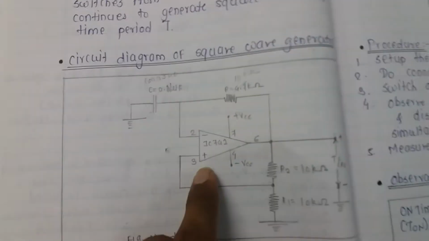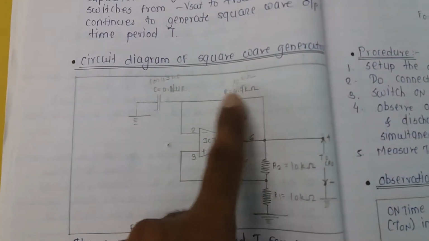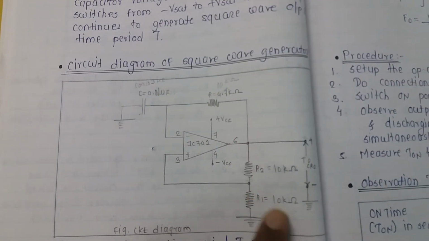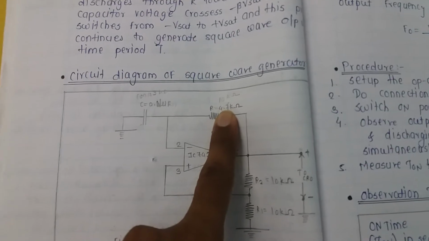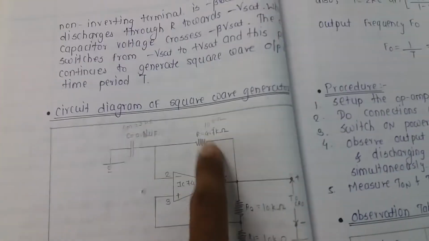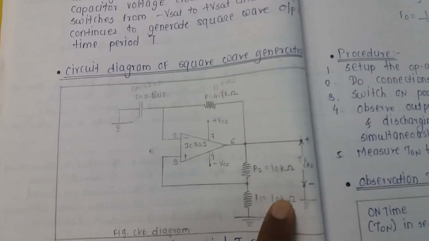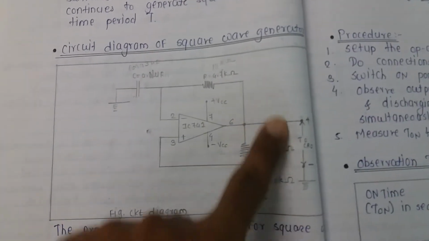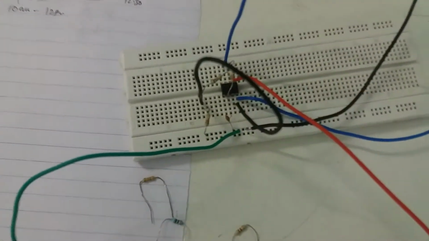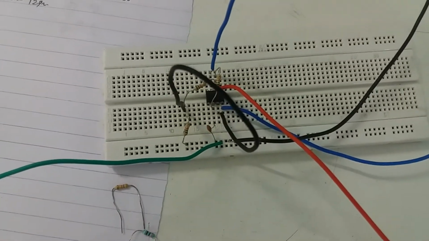Next, I am going to use only three resistances in the circuit diagram. I have selected equal resistances. Previously I used 4.7 kilo ohm; you can use any equal range. I selected 10 kilo ohm, 10 kilo ohm, 10 kilo ohm. The connection is made as per the given circuit diagram.